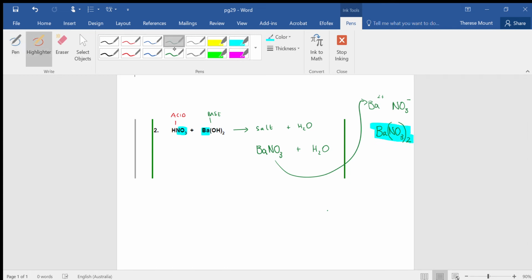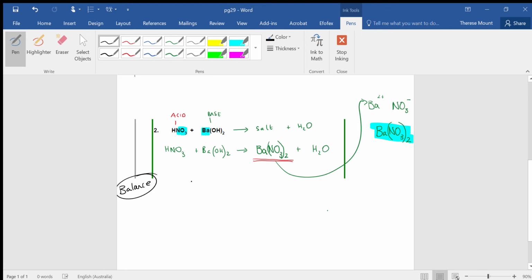So I need to review my salt, check I've done it right. So I need to put in my brackets here and put a 2 there. Now that's the correct formula for my salt. And I can write out my full equation again. My acid plus my base give my salt, which I'm going to underline because that's what the question's asking me to do. And I've got my water. So last step, balance. Always balance in the end. So let's do some balancing.